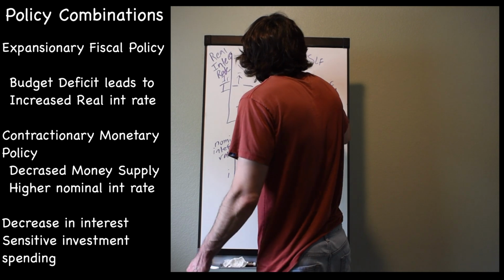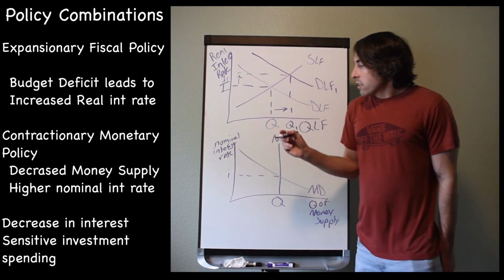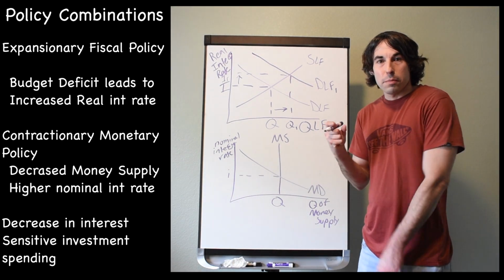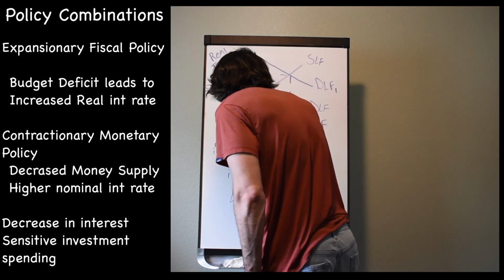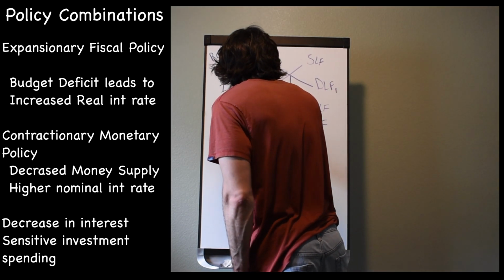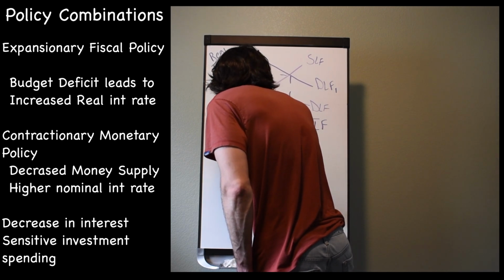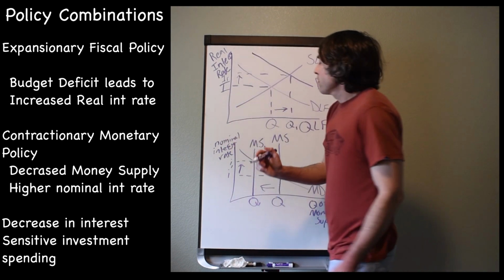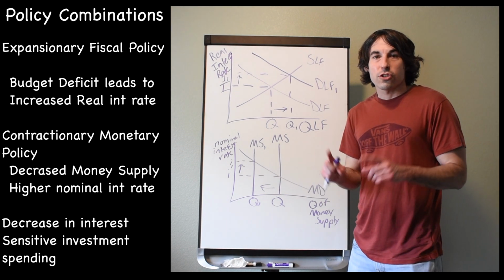If at the same time the Fed is conducting contractionary monetary policy, well, they would be pulling money out of the banking system. They might sell bonds, small money, decrease that money supply curve and shift it to the left, and we'll end up with a higher nominal interest rate and a smaller money supply. This combination of policies is going to cause the interest rates to go up.